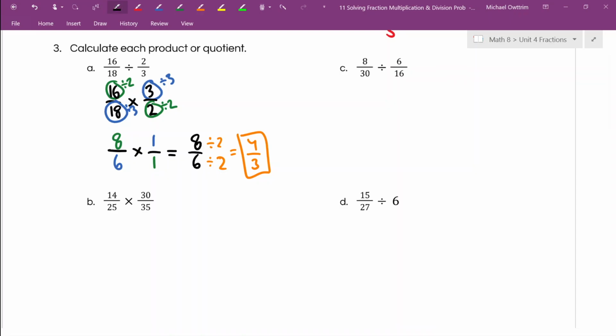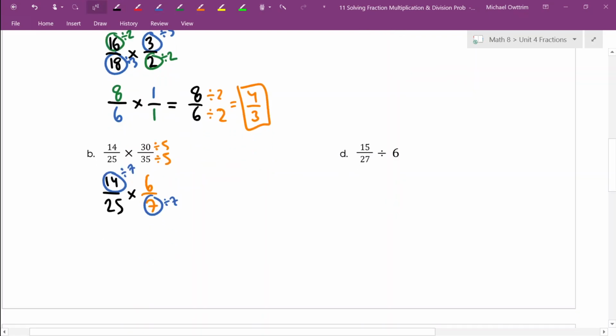I do see that I have some simplification I can do within this left-hand fraction, so 30 and 35 both can divide by 5 to give me 6/7. And then I still would have pretty big numbers to work with here, so I want to look for more simplification, and 14 and 7 are both multiples of 7, so I'm going to further simplify those by dividing out that common factor of 7. That's going to give me 2/25 times my 6/1. And I don't think I can make that any simpler in any way. So 2 times 6 is 12, and 25 times 1 is 25.